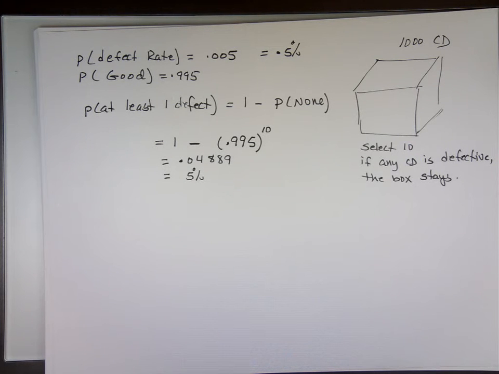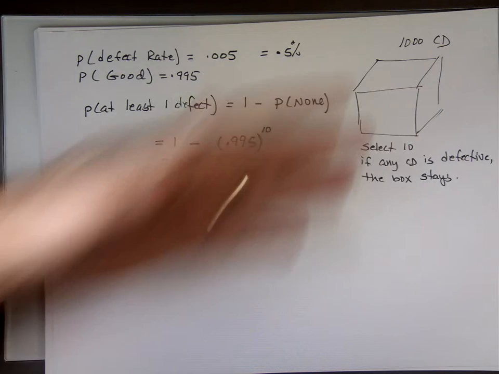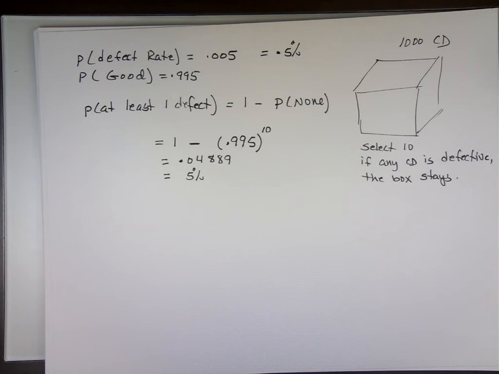Remember, we expect to see 5% bad in this box. So there are going to be some bad ones there in the box. We expect to see at least 5 of them bad in the box there. You know, 0.7% chance.